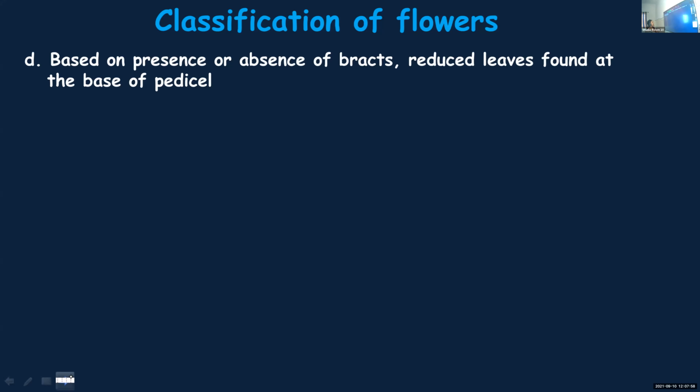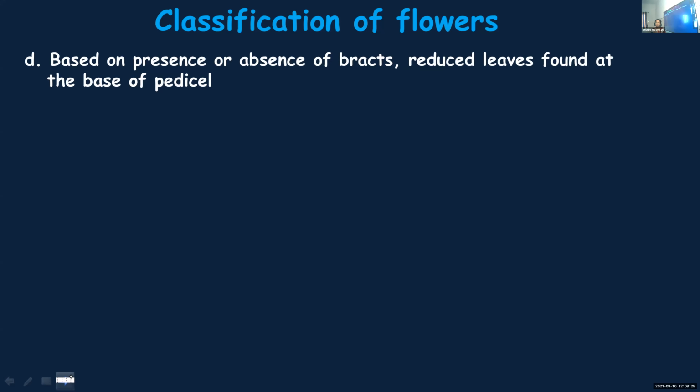Fourth criteria, based on the presence or absence of bracts. Bracts are actually reduced leaves. So bracts are not found in all flowers. Some of them have reduced leaves at the base of the pedicel. Pedicel is the stalk of the flower. At the base of the stalk of the flower, you can see certain reduced leaves, and those are known as bracts.